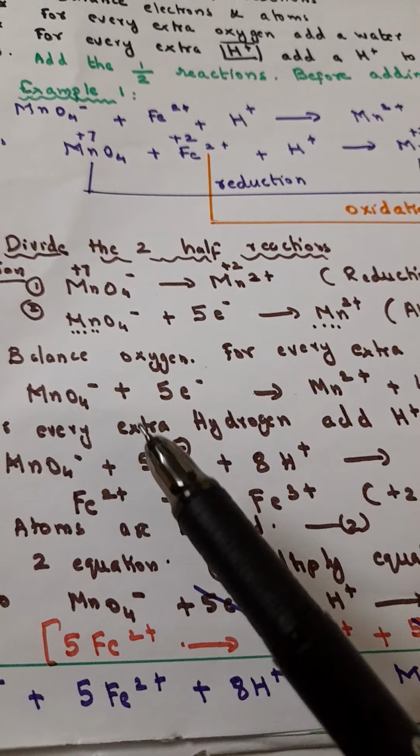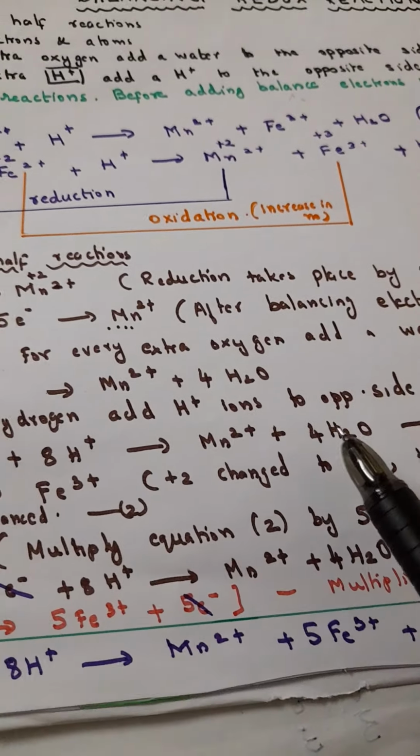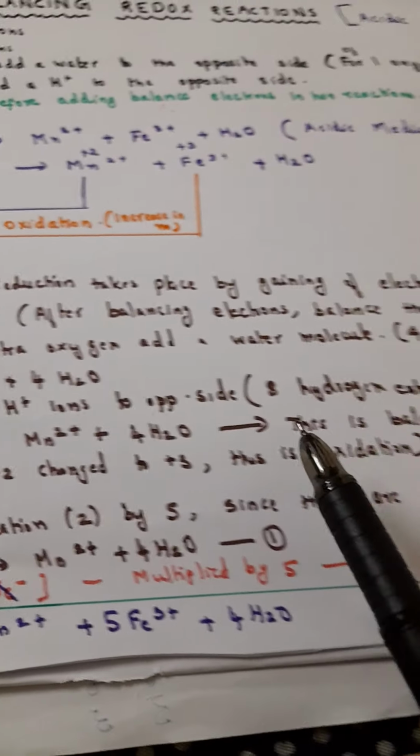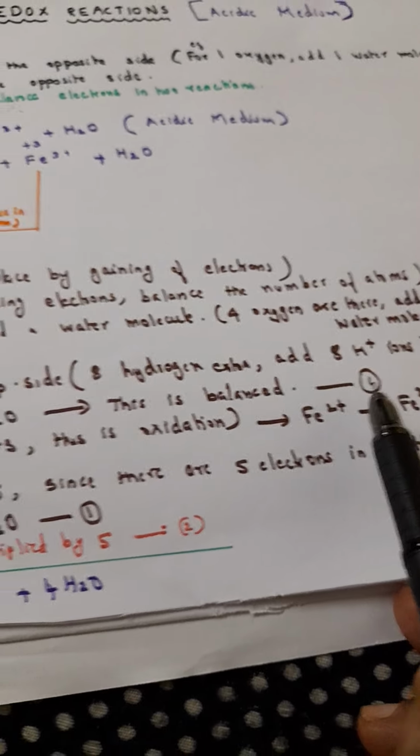So MnO4 minus plus 5 electrons plus you added 8 H plus gives Mn2 plus 4 H2O. So we can see that this is balanced. Now we take it as equation 1.